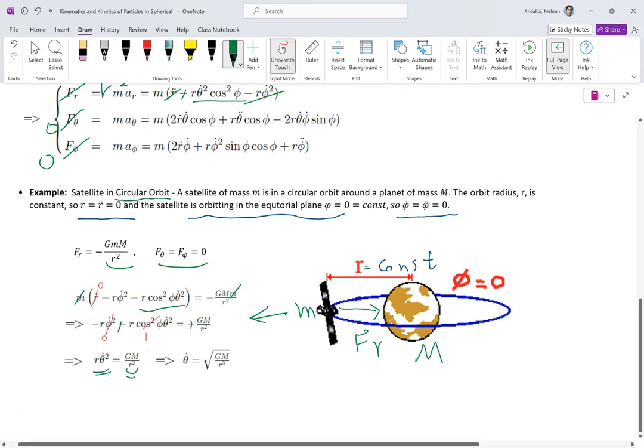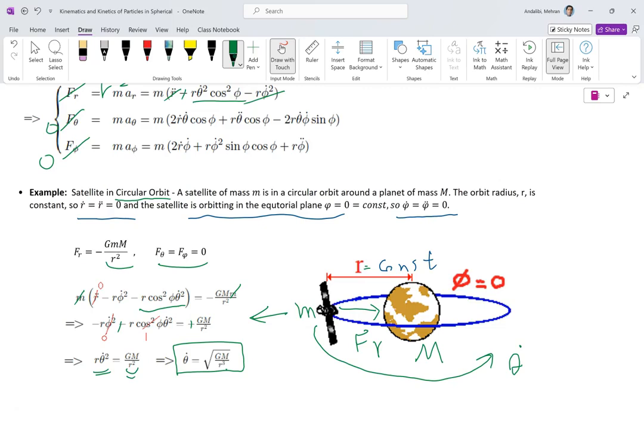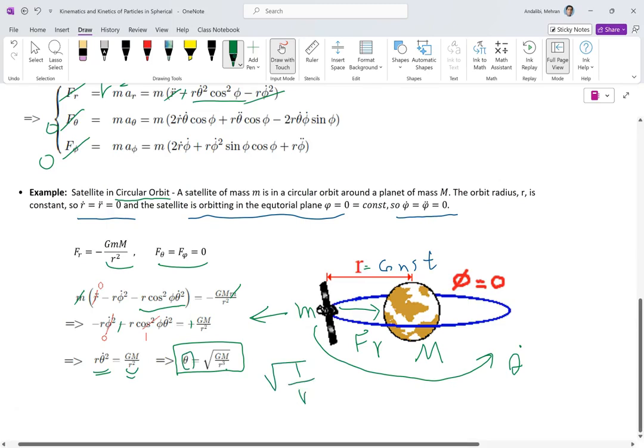You divide both sides by r and take a square root, and that gives you what? The angular velocity for rotation of the satellite around the Earth. So as this guy goes around the Earth with angular velocity theta dot, that's the formula: the square root of GM over r cubed. So G and M are fixed. So clearly, you see the angular velocity is proportional to the square root of 1 over r cubed.